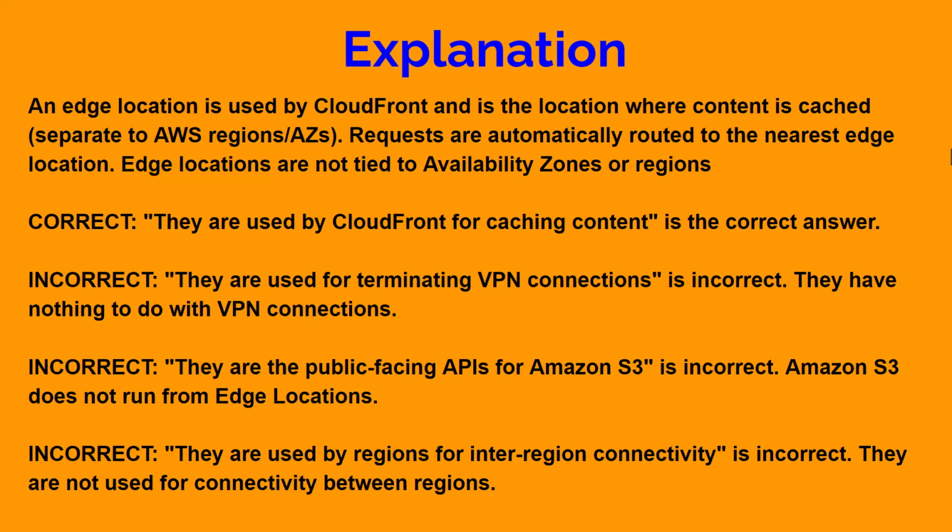Incorrect. They are used for terminating VPN connections is incorrect. They have nothing to do with VPN connections. Incorrect. They are the public-facing APIs for Amazon S3 is incorrect. Amazon S3 does not run from edge locations. Incorrect. They are used by regions for inter-region connectivity is incorrect. They are not used for connectivity between regions.